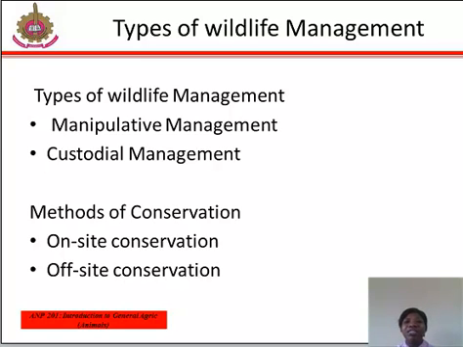While custodial management is a preventive or protective type of management, it aims at minimizing external influence on the population and its habitat. So, manipulative management is appropriate when a population is to be harvested or when it decreases to an unexpectedly low density or increases to an unacceptably high level. While custodial management is appropriate in a national park where one of the stated goals is to protect ecological processes.